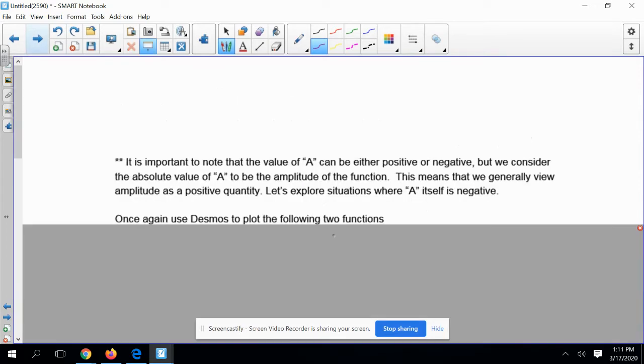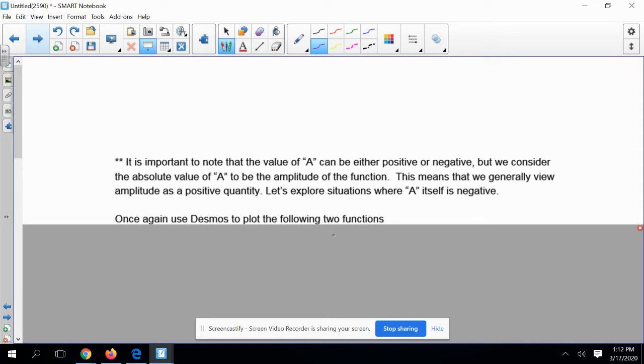Okay, moving on. Next page, it's important to understand that the value of A can be either positive or negative, but the absolute value of A is what we consider to be the amplitude. So I think of amplitude as that distance between the midline and the maximum value. We usually consider that positive distance. A negative in front of A tells us to do something with our graph.